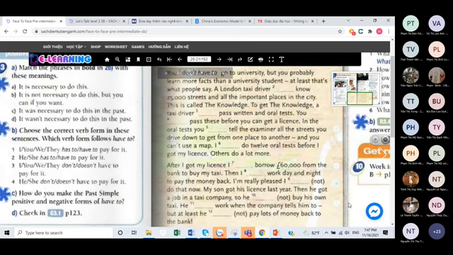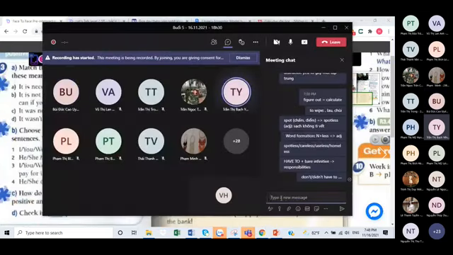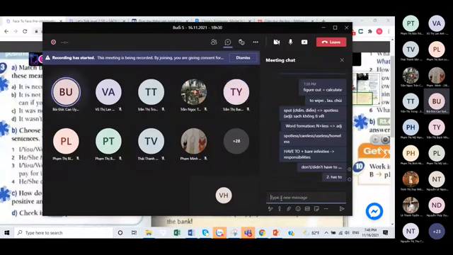Number 2. Who knows? Does the taxi driver have to or has to? Has to. So, number 2, because it's the taxi driver, has to. Right. Has to.